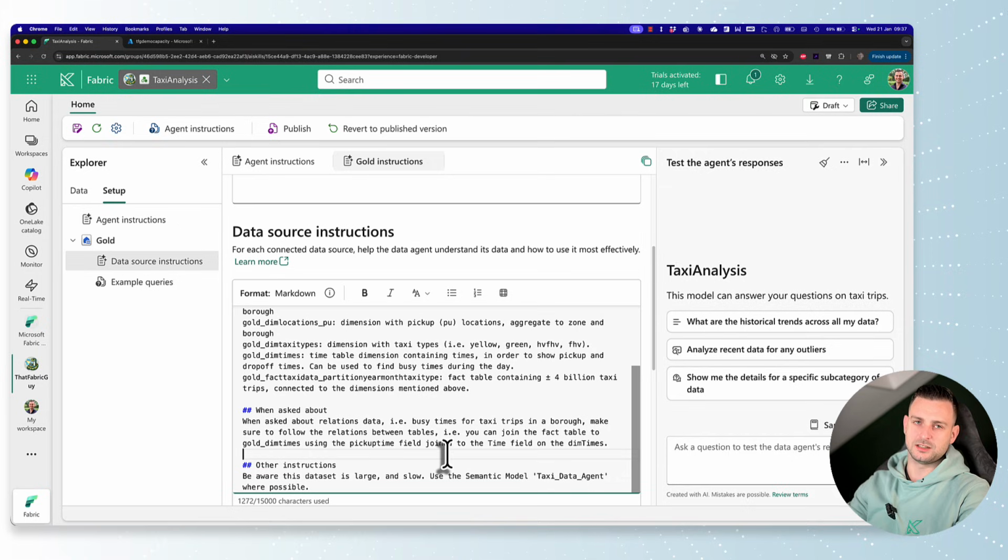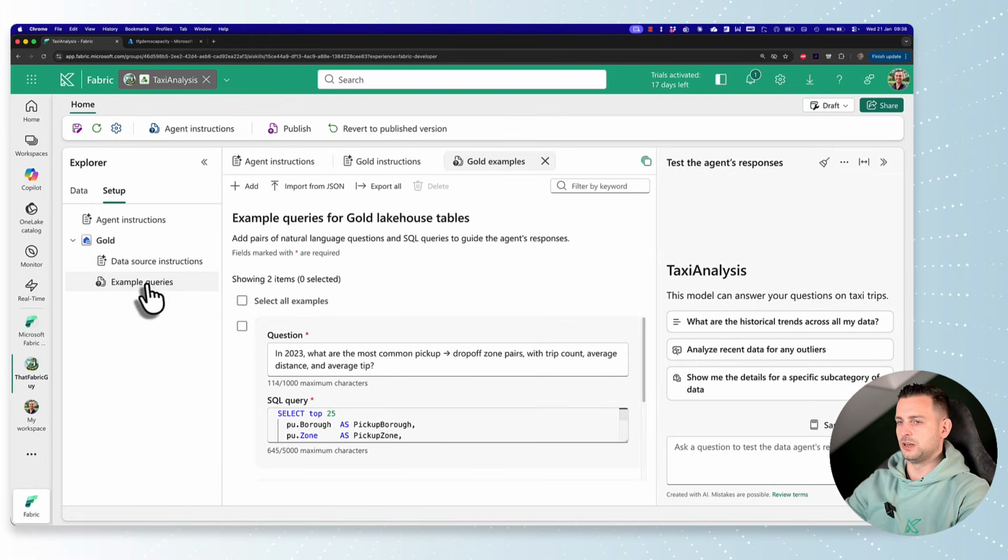And now I understand that in a Lakehouse there is no formal foreign key, primary key relationships, but fields can be joined together in order to derive an answer. And I will show example queries in order for the model to understand what I mean with that. And then there's other instructions that it needs to be aware that the dataset is very large and slow, and that it should use the semantic model as much as possible.